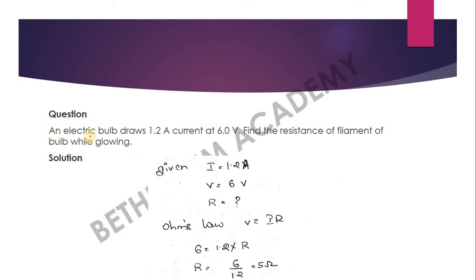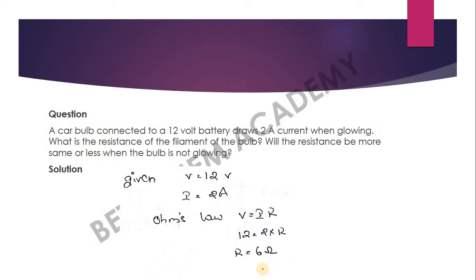The next question: an electric bulb draws 1.2 ampere current at 6 volts. Find the resistance of the filament bulb while glowing. Again, write down the information that is given. I is equal to 1.2 amperes, V is equal to 6 volts, and R is what we need to find out. Again, it is based on Ohm's law, so V is equal to IR. V is given as 6 volts, I is given as 1.2 amperes, and R is what we need to find out. So R is equal to 6 divided by 1.2, that is equal to 5 ohms.